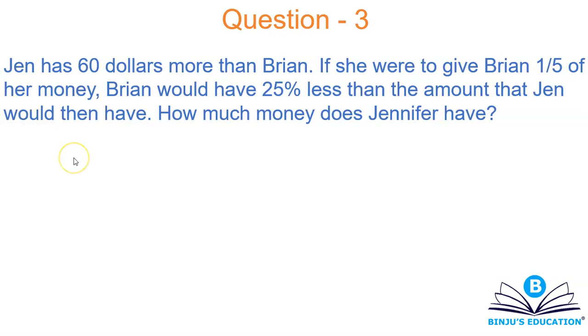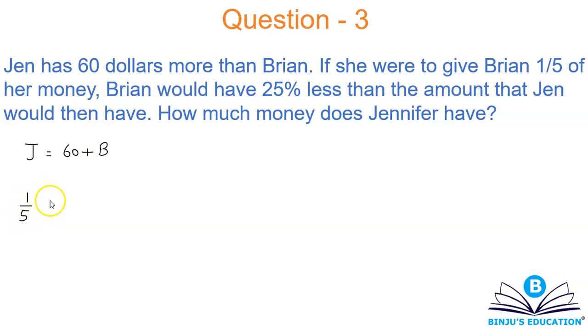Alright, let's see how we can solve this one. Jen has $60 more than Brian. So I can say that Jen is equal to 60 plus B. If she were to give Brian 1/5 of her money, Brian would have 25% less than the amount that Jen would then have. Now how much does Jen have? Jen has 60 plus B.